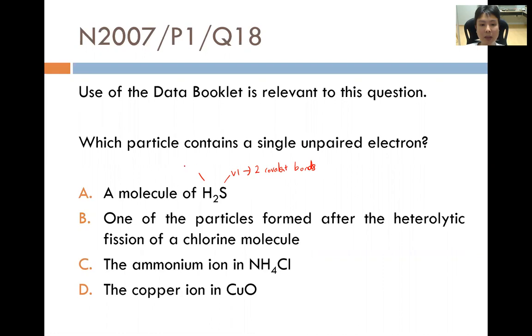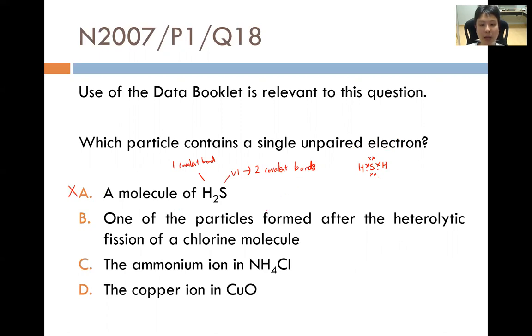And for hydrogen, it only has 1 valence electron, meaning that it will be able to form 1 covalent bond. Okay, and if that's the case, the sulfur must be in the middle, and it will form a single covalent bond with the hydrogen and a single covalent bond with the other hydrogen. And since sulfur is in group 6, it will have an additional 2 lone pairs of electrons. This is the dot and cross diagram of H2S showing only the valence electrons. And this does not contain a single unpaired electron because all the electrons are paired. And hence, this is not the correct answer.